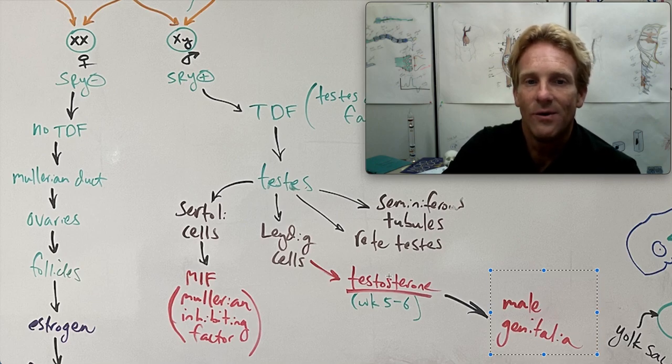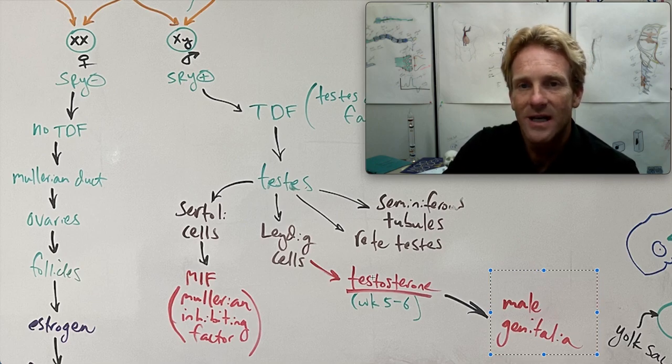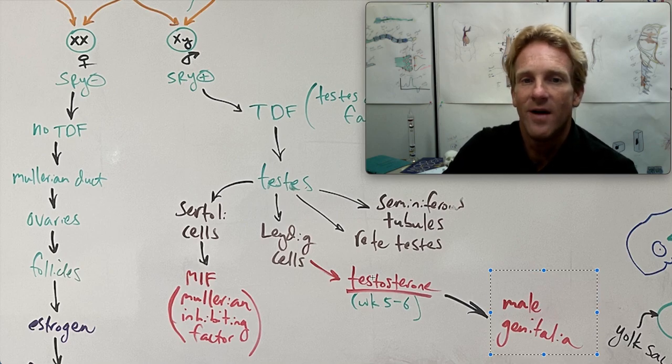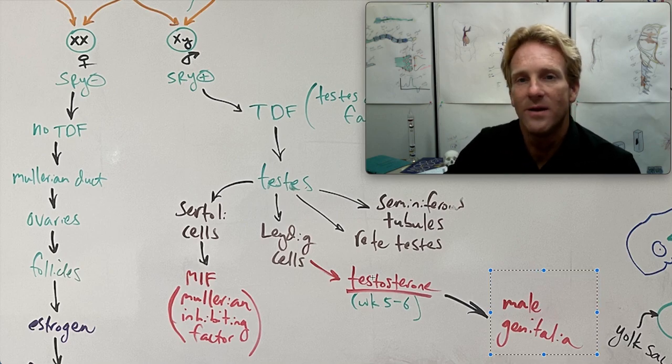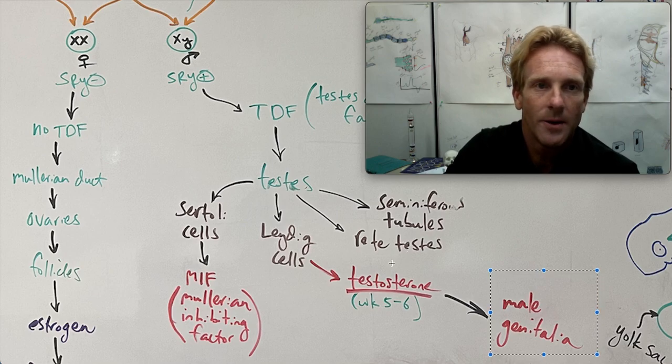So testosterone really takes over at about week 5, week 6, and that is going to drive the later development of all the external male genitalia that males will exhibit.